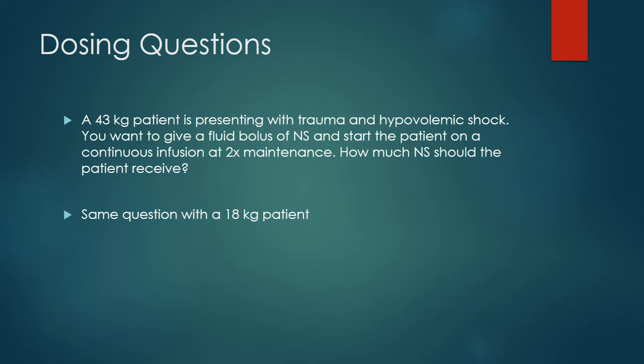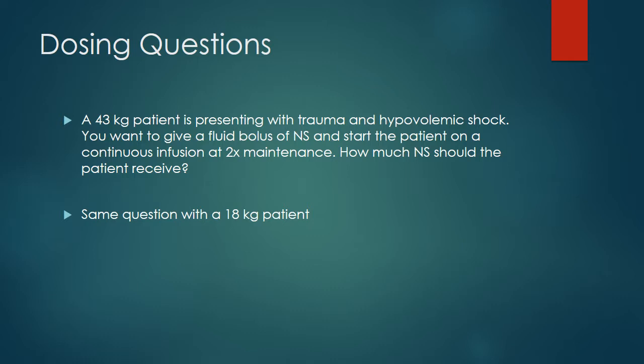So it's 4 mLs per kilo per hour times the first 10 kilograms. Then it's 2 mLs per kilo per hour for the next 10 kilograms, and then it's 1 mL per kilo per hour for every subsequent kilogram. So for this patient, because they're 43, for the first 10 kilograms, he's going to get 40 mLs per hour. For the next 10, he's going to get another 20.